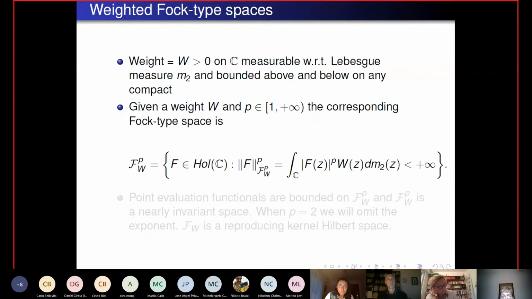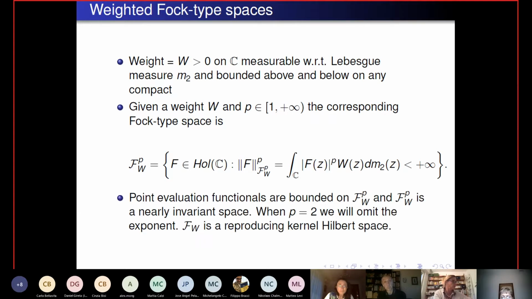Here, M2 is, I think I wrote, yeah, the Lebesgue measure on the complex plane. And then if W satisfies these conditions from above, it turns out that the point evaluation functionals are bounded, and then it becomes a closed subspace of L.